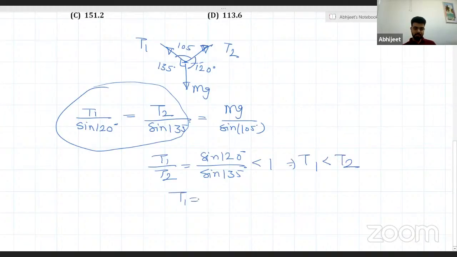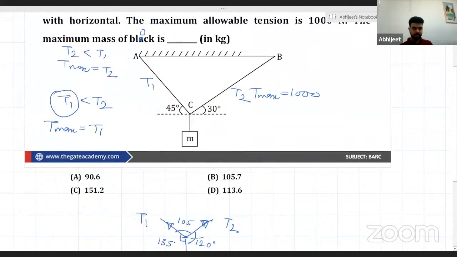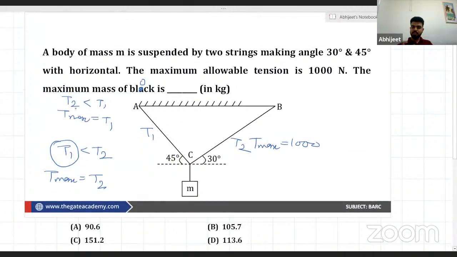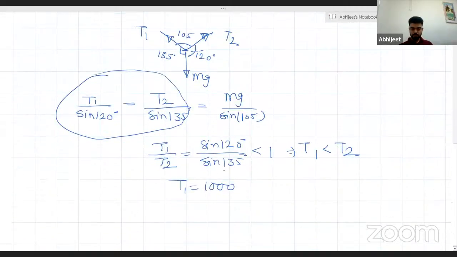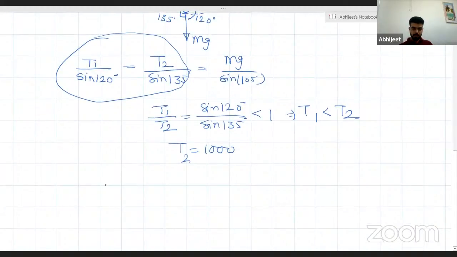So our T1 we will consider as 1000 Newton. Okay, sorry, I think it went the other way here. If T2 is greater than T1, then the maximum will be T2, and if T1 is greater than T2, then the maximum will be T1. Yeah, that will be correct. Then only the other tension is less than 1000, right? It should be less than 1000. So T1 here will be T2, and T2 will be 1000. So now we can find out the maximum possible mass.